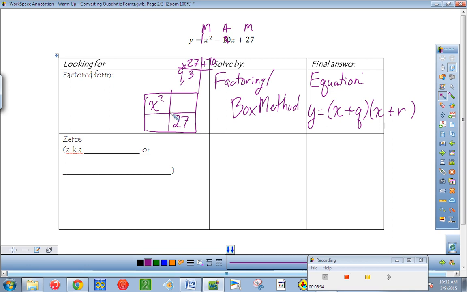If it's gonna be a negative 12, though, what is this gonna be? They're both gonna have to be negative. Negative 9, negative 3.